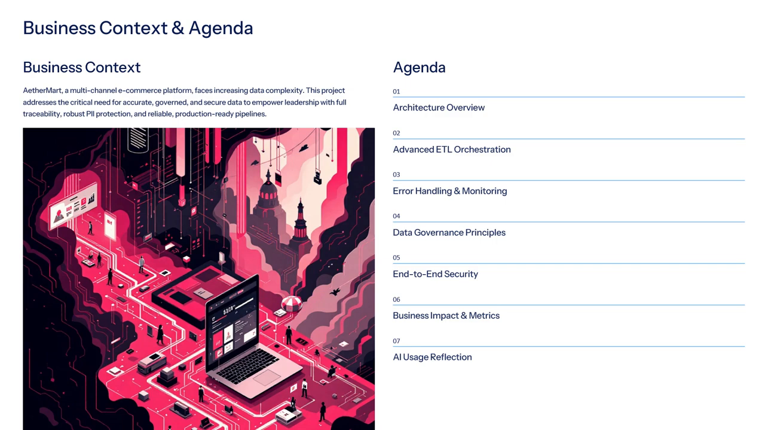AetherMart's data has grown significantly. Customers, products, orders, and reviews are being generated across multiple systems. To support analytics and AI, we need a pipeline that doesn't just load data. It needs to validate it, govern it, protect it, and monitor it. Milestone 6 is where we bring all of that together.